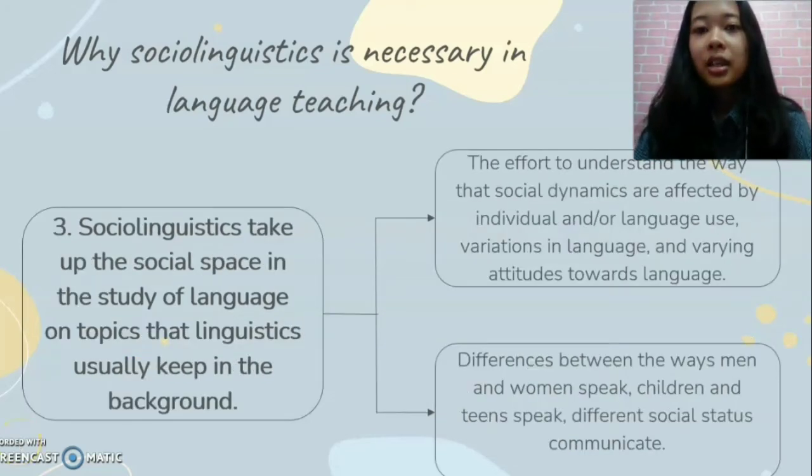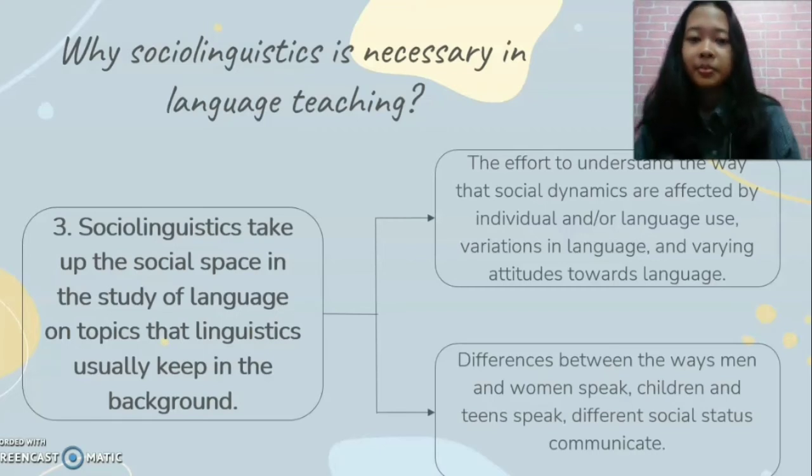And the third reason, sociolinguistics takes up the social space in the study of language, on topics that linguistics usually keeps in the background. In other words, this is the effort to understand the way that social dynamics are affected by individual and group language use, variation in language, and varying attitudes towards language. An example of this point is that when men and women speak, it will be different, and also how children and teens speak, and the different social stages of communication.